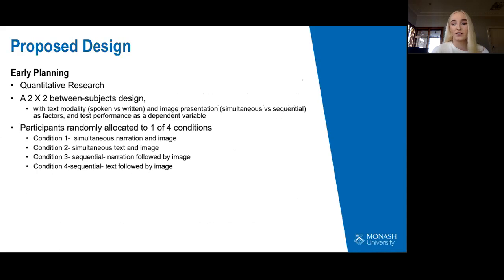This project is a 2x2 between subjects design, which will have text modality and image presentation as factors and test performance as a dependent variable. The participants will be randomly allocated to one of four conditions. Condition 1, simultaneous narration and image. Condition 2, simultaneous text and image. Condition 3, sequential narration followed by image. And condition 4, sequential text followed by image.